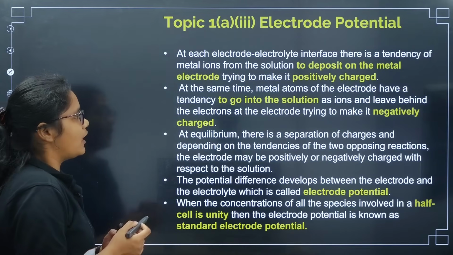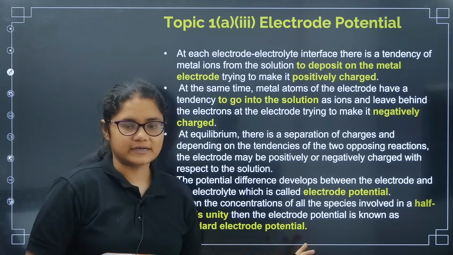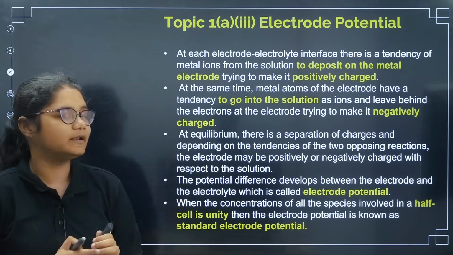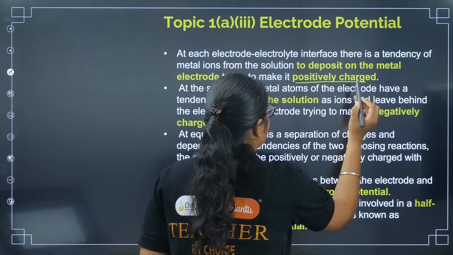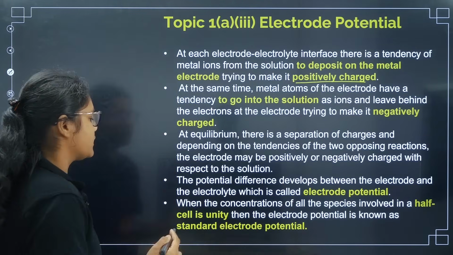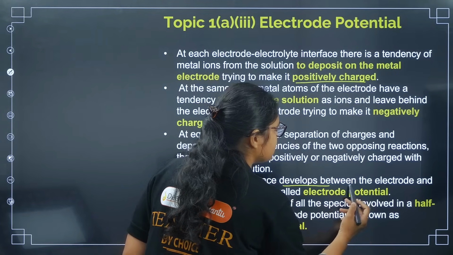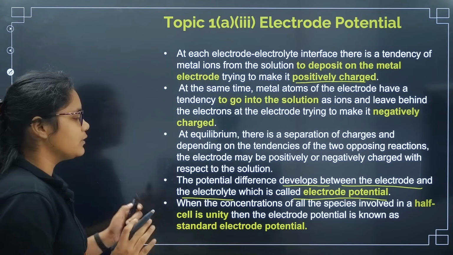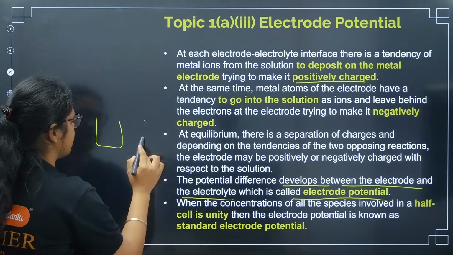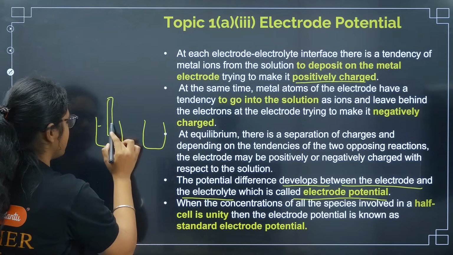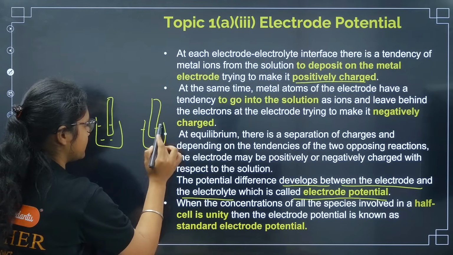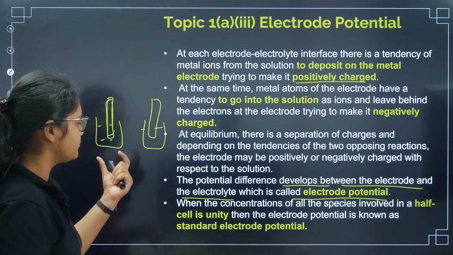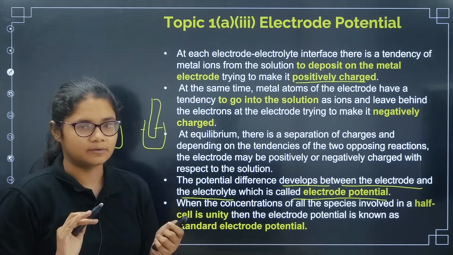Next, coming to electrode potential. We need not study this much here, but you have to know that an electrode can be positively charged or negatively charged. Now what is the electrode potential? The potential difference that develops between the electrode and the electrolyte is called the electrode potential. On oxidation and reduction sides we have an electrode and an electrolyte. The potential difference between this electrode and the electrolyte will be called the oxidation potential, and here it will be called your reduction potential.